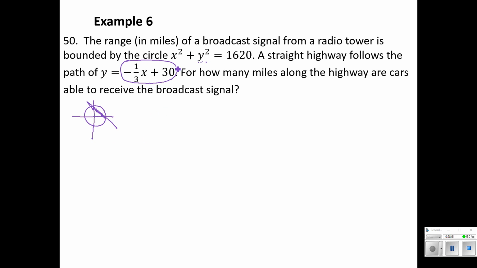So if we substitute negative 1/3 x plus 30 in for y squared, I get x squared plus negative 1/3 x plus 30, that's what y is, it's got to be squared, equaling 1620. X squared plus, here's a nice, we have to FOIL this out, but if you know that nice little shortcut that we talked about earlier, we pretty quickly get 1/9 x squared minus 20x plus 900.